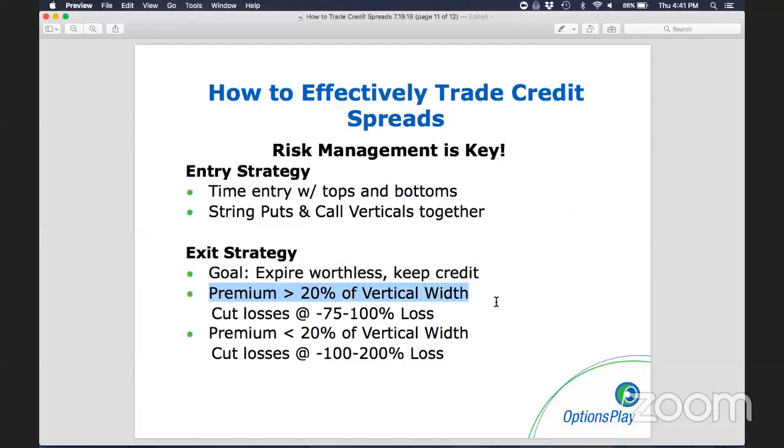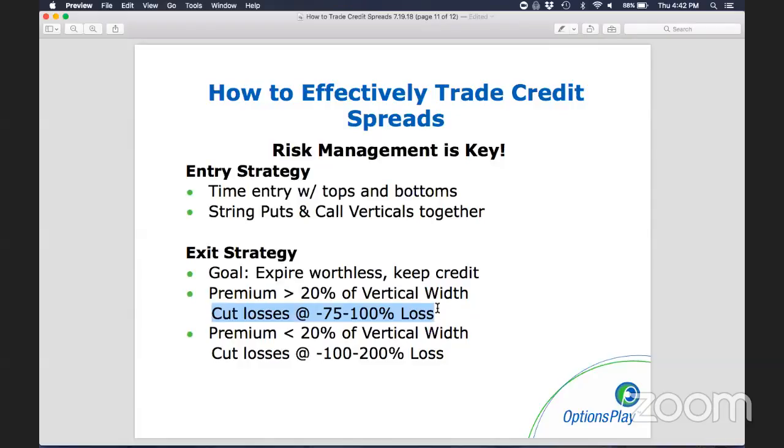So for example, in a credit spread that's $10 wide, if you're receiving at least a $2 credit, like we said, we think that you should be about 33% of that. As long as you're above 20%, a good time to cut your losses is if you've lost 75 to 100% of the credit that you received. For example, if you receive a $2 credit on a $10 wide spread, then you want to cut your losses when the trade's trading at about $3 to $4.